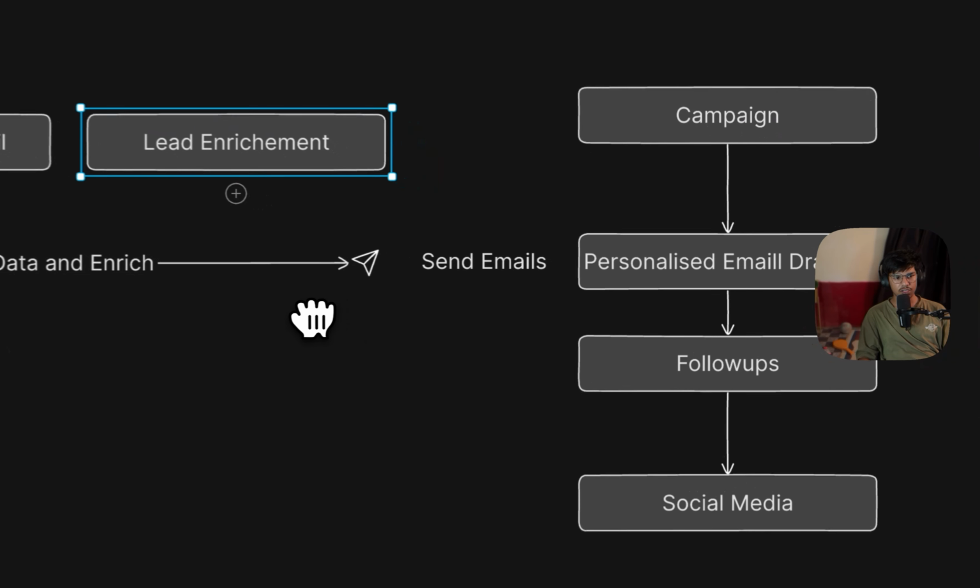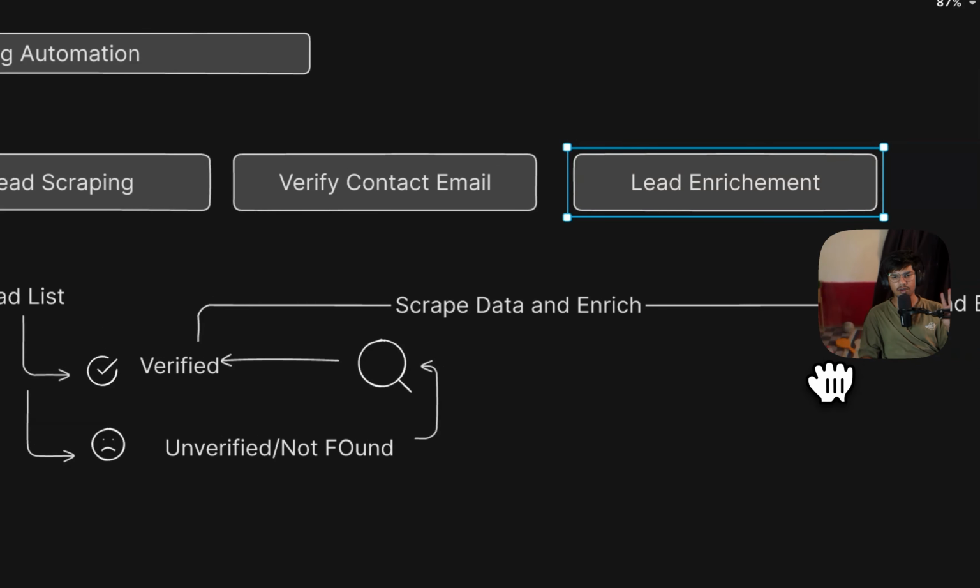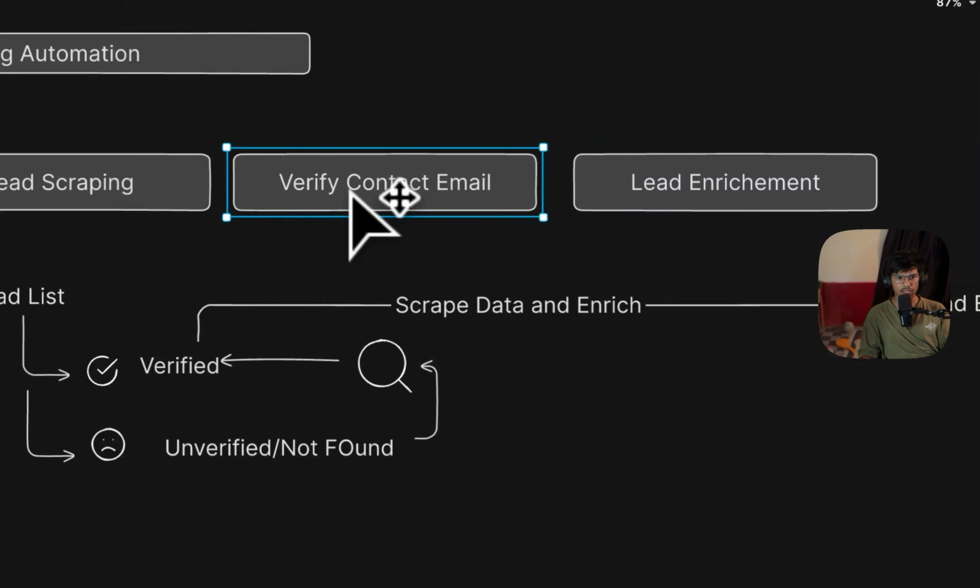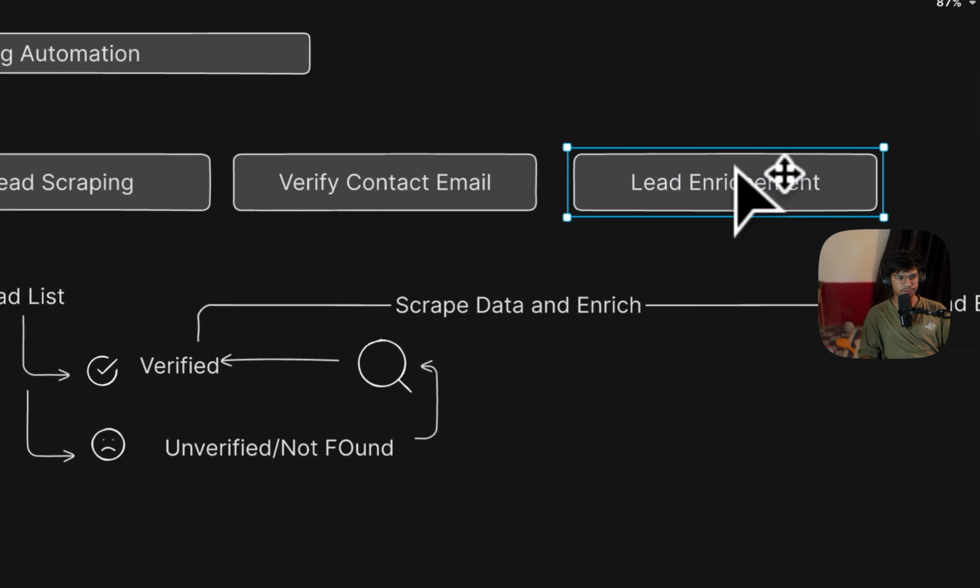But for the first phase, we have to just understand the three parts. First is the lead generation. Second is verifying the email contacts. And third is the lead enrichment.